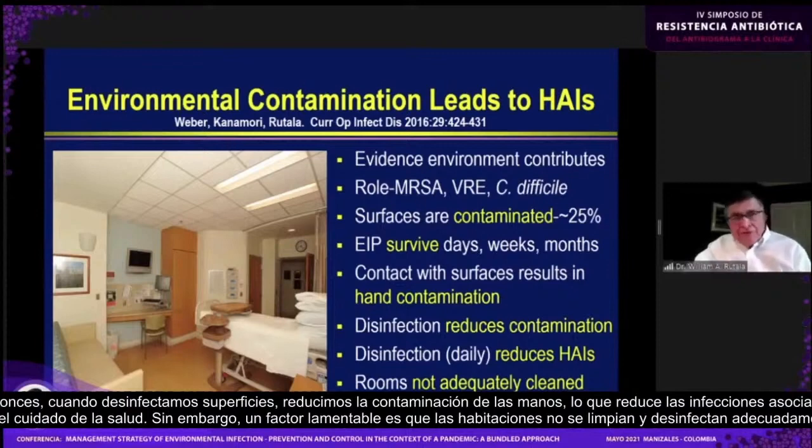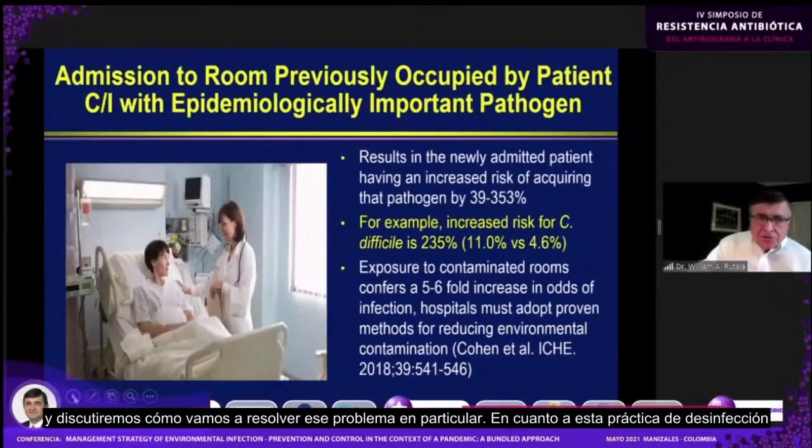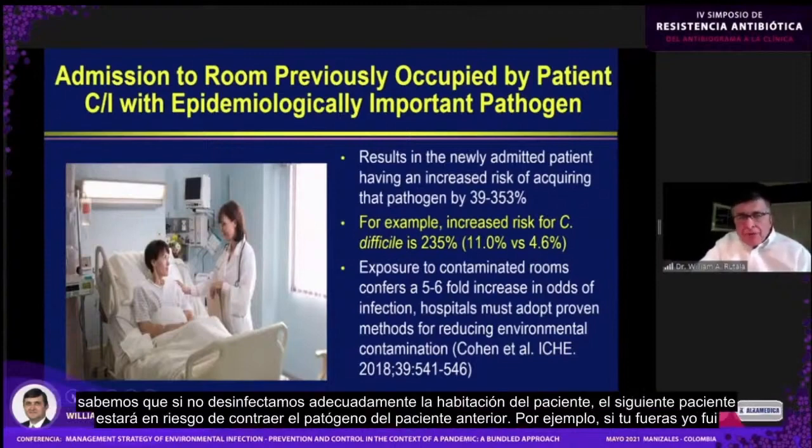One unfortunate factor, however, is that rooms are not adequately cleaned and disinfected, and we'll discuss how we're going to resolve that particular problem. As far as this practice goes of disinfection, we know that if we don't properly disinfect a patient's room, we'll put the next patient at risk for the previous patient's pathogens.